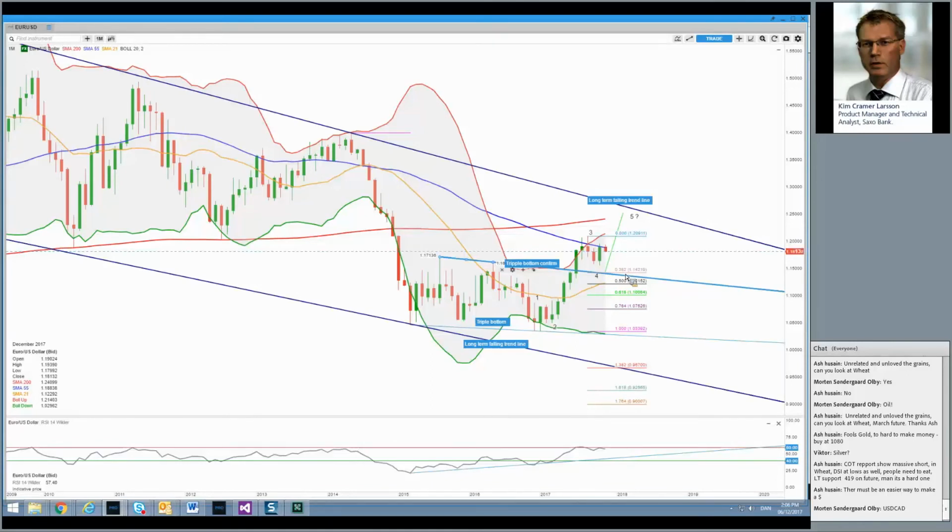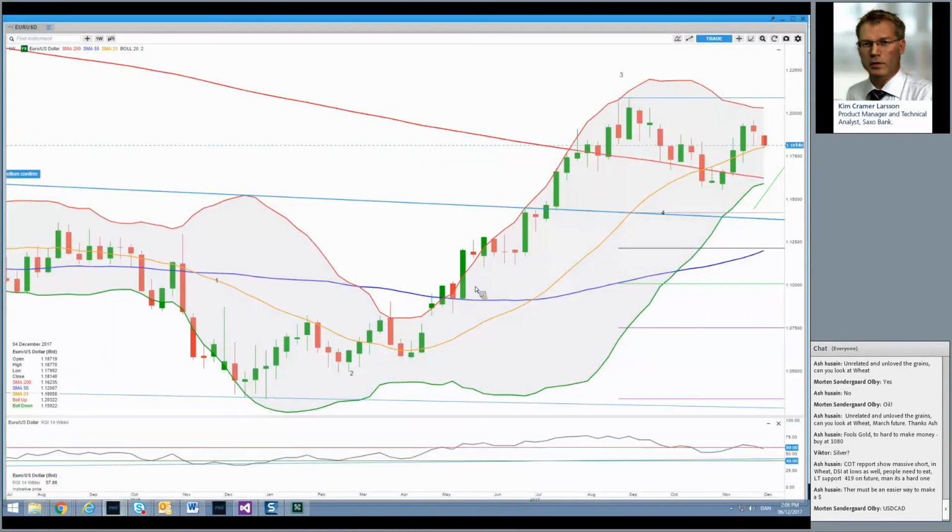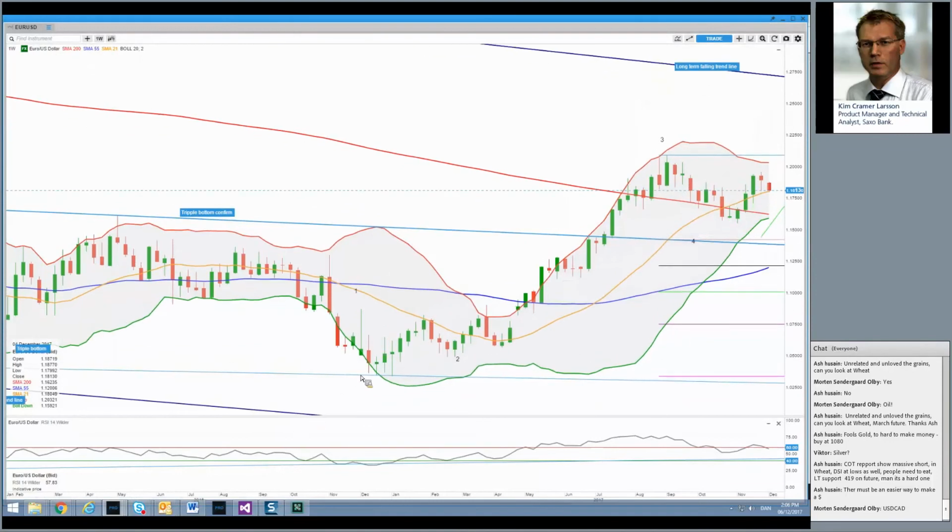It's not easy to say. Nevertheless, regardless of whether it's doing it now or later, I still think we will get up there sometime next year and test this long-term falling trend line around 120, 122, in that neighborhood, somewhere in 2018. If we zoom in a little bit, you can see 1, 2. This one should be right there. 1, 2, 3, 4.